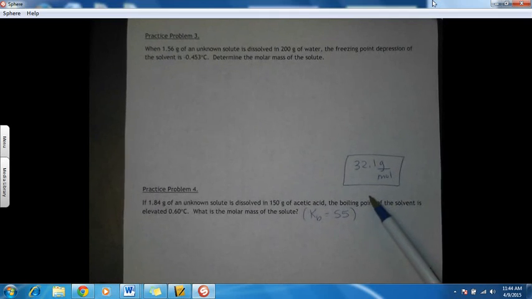Alright, there are 2 practice problems that I want you to do. The answer to practice problem 3 is 32.1 grams per mole. Practice problem 4 is missing information. The Kb for the acetic acid is 55. And then the answer to practice problem 4 is 1100 grams per mole. Again, if you have trouble getting those, we can talk about them at the beginning of class when we meet again.